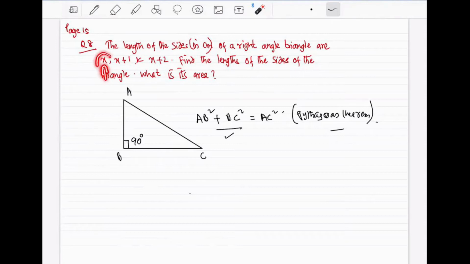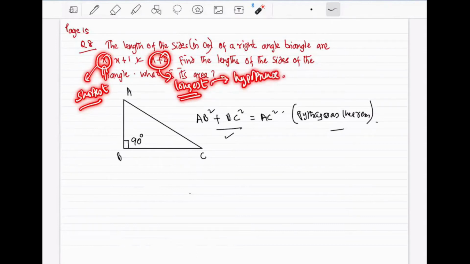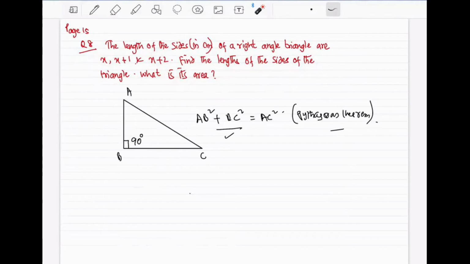That means this one is the shortest. Which one is the longest? This is the longest, right? The longest should be the length of the hypotenuse. Okay, here in my example, let's assign. This is the shortest, this is the middle one, this is the longest, right? So let AB be x, this one be x plus 1, and AC be x plus 2. When you start the solution, you just write here: solution by Pythagoras theorem.